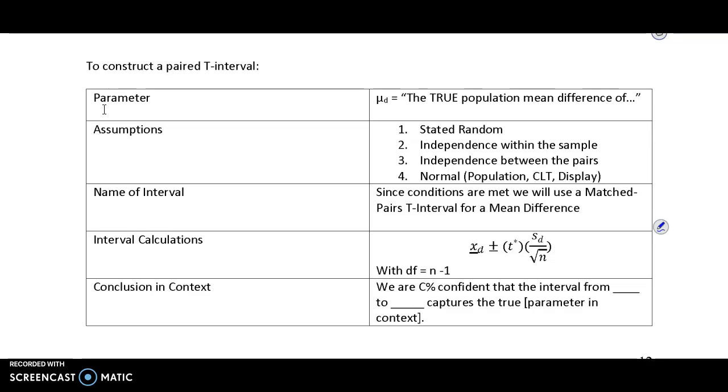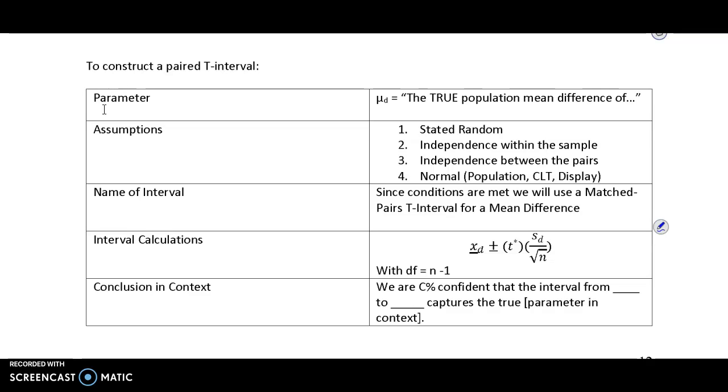And again, we have randomness, either random assignment or random sampling. We'll check the 10% condition to ensure independence within the sample. And now our pairs, since we're doing these 2 pairs, right, or the 2 differences, the difference of the 2, we want independence between our pairs. And I don't want my pair data to influence your pair data. So we're also going to check independence between the pairs.